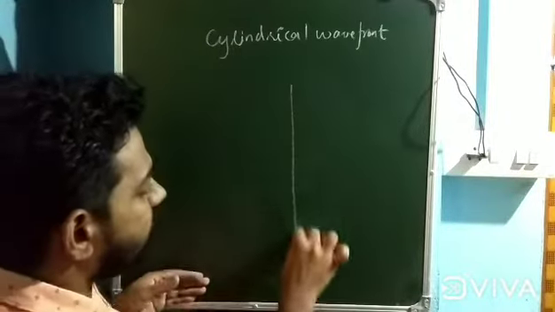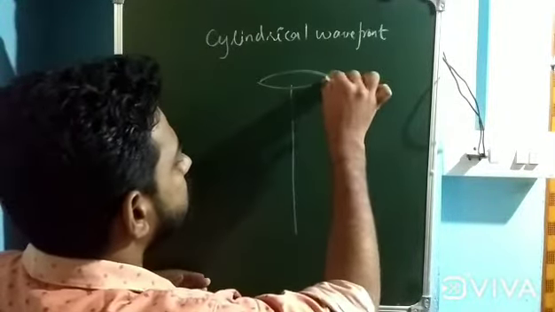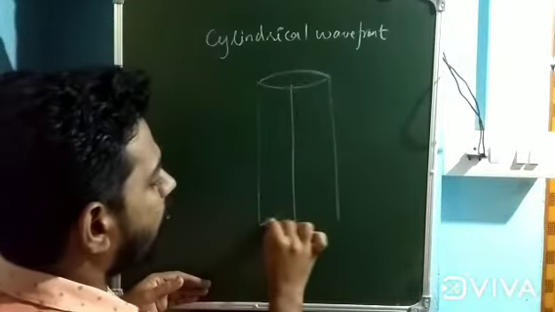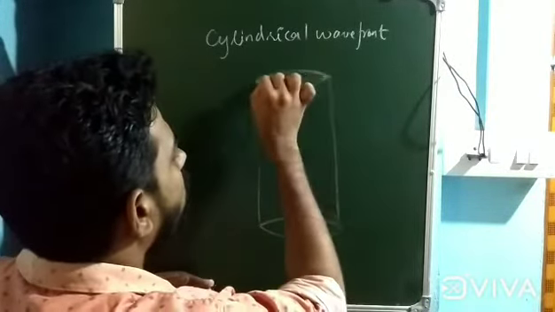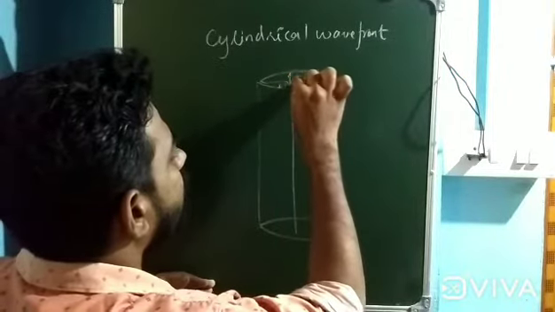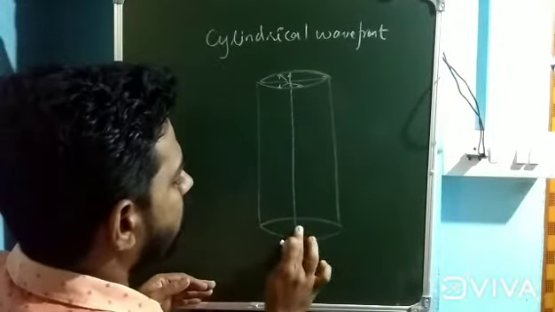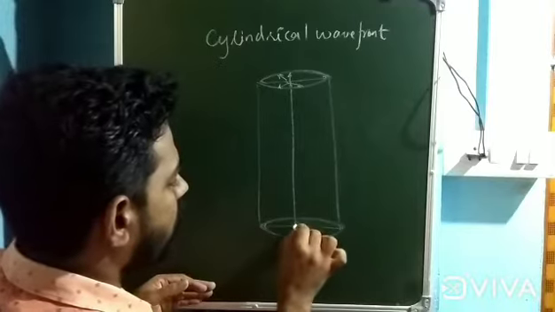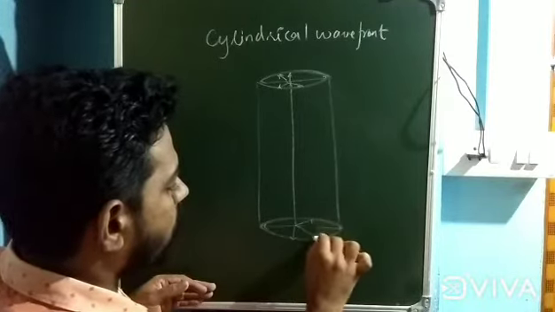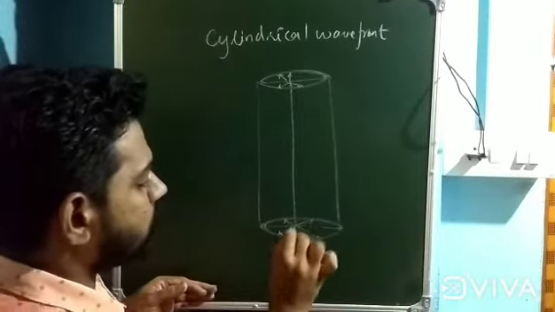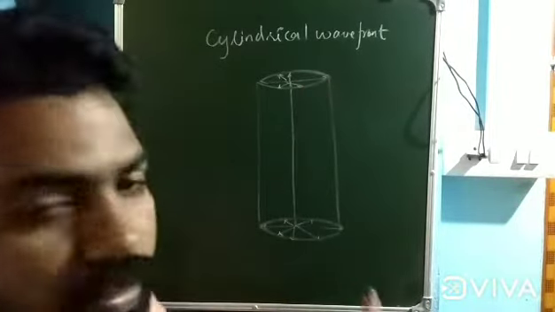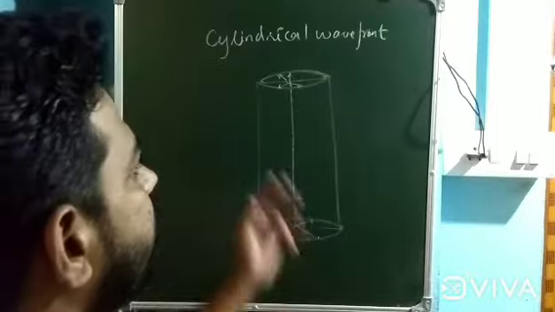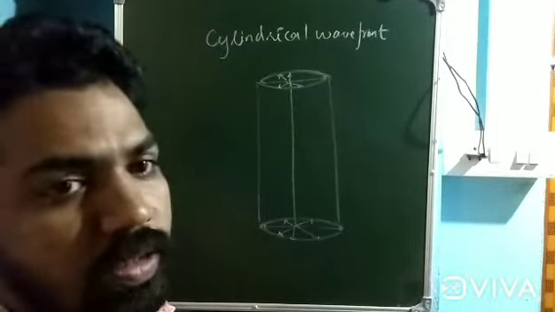So I'll explain the nature of the cylindrical wavefront. Drawing like this. Cylindrical wavefront. So this is a slit and this shape is the wavefront. So that is for a line source or slit.